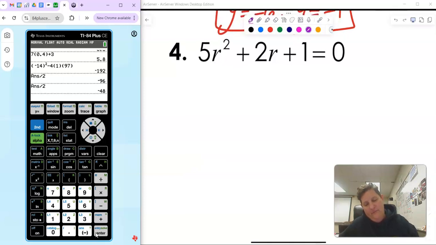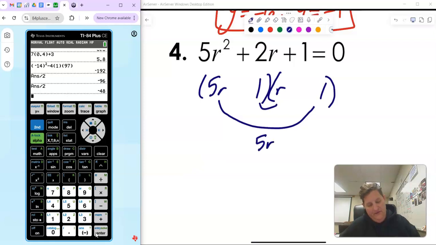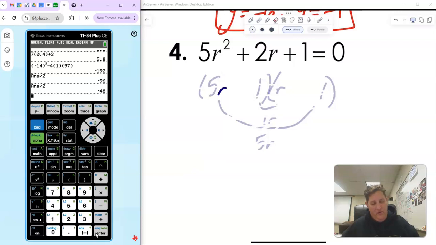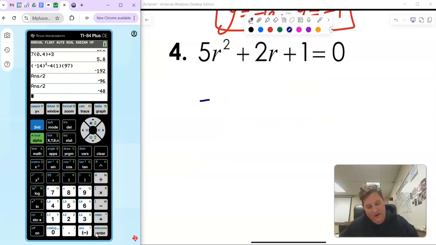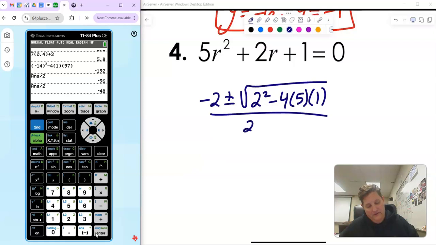This does not factor. If I try it, 5r and r is the only way that can split up. 1 and 1 is the only way that can split up. 5r and 1r, I'm not going to get 2. So factoring does not work. So I got to go quadratic formula again, okay? Negative b plus or minus the square root of b squared minus 4ac all over 2a. There's my 3 parts, okay?